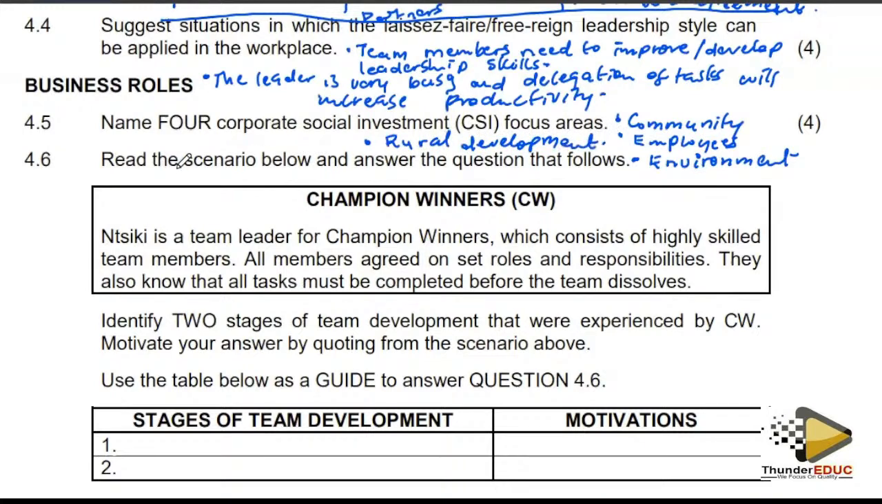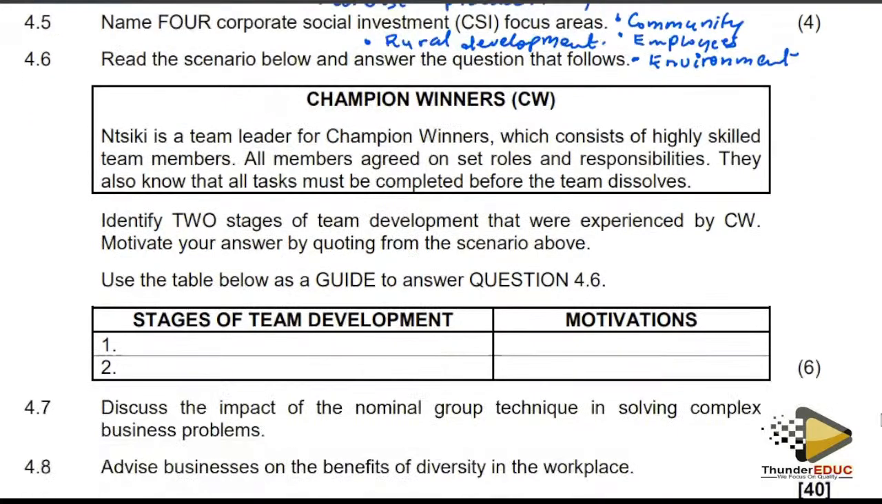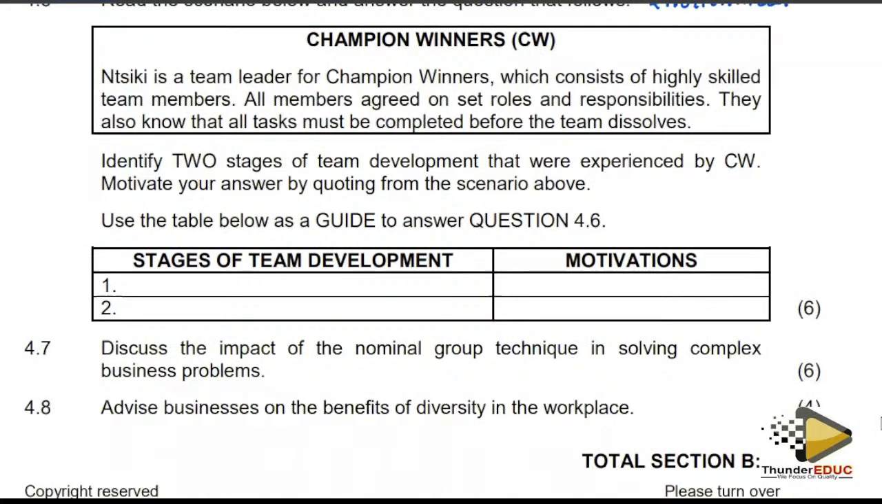Okay, right. So now moving on to the next question, question 4.6. 4.6 is as follows: Champion Winners, which is CW. Ntiki is a team leader for CW, which consists of highly skilled team members. All members agreed on set roles and responsibilities. They also know that all tasks must be completed before the team disbands. Identify two stages of team development that were experienced by CW. Motivate your answer by quoting from the scenario above. Use the table below as a guide for question 4.6.